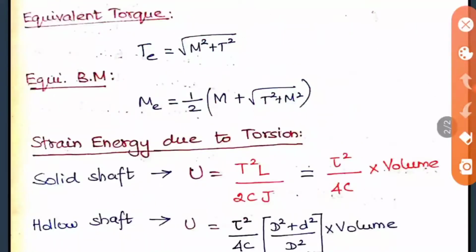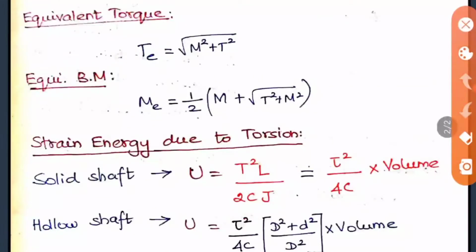And the next is the equivalent torque. When you are converting this moment and torque to an equivalent torque alone, this is the formula. It is equal to root of M square plus T square alone. When you are converting to equivalent bending moment, it is half of M plus root of M square plus T square. And then comes the strain energy due to torsion. This is also an important thing. They have asked it many times in objective questions.